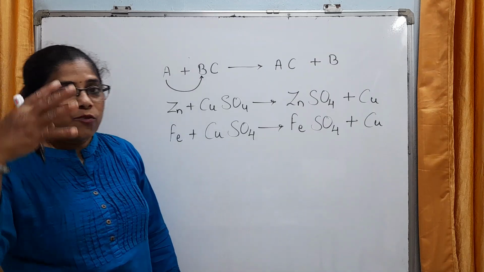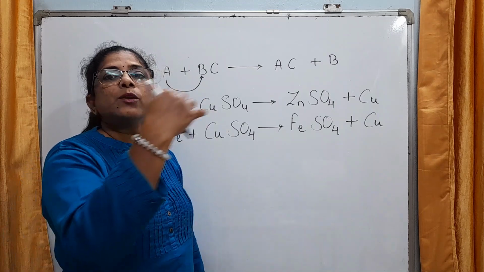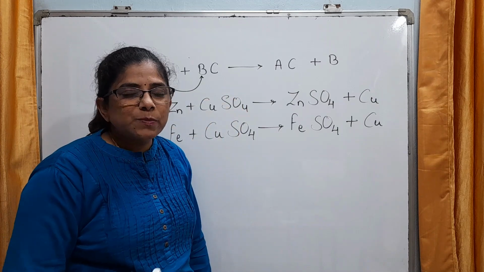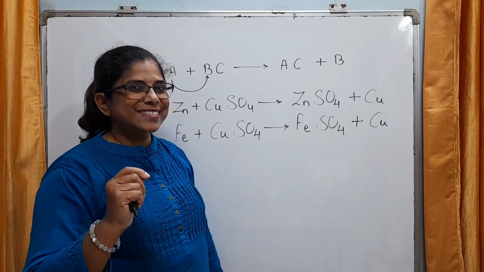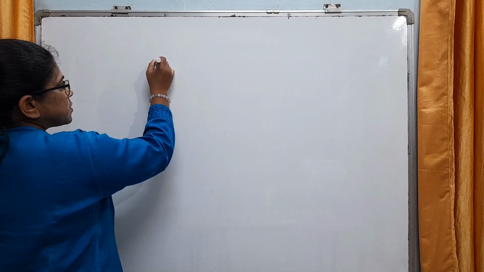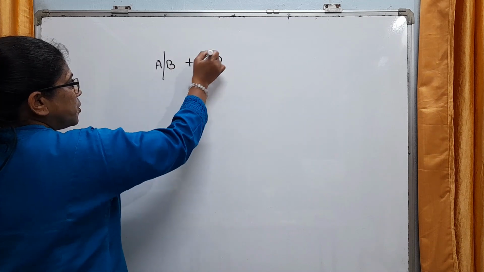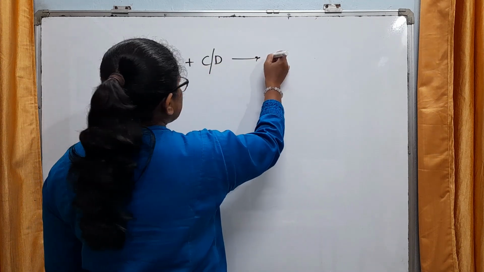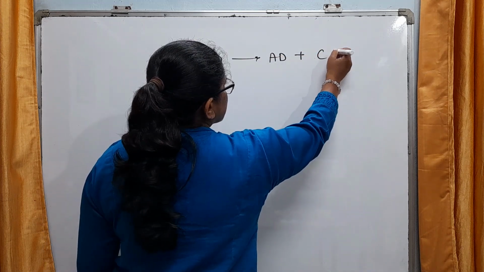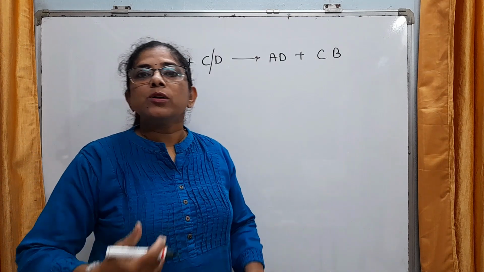Now, as I said, there are four major types of reactions. Three we have completed: chemical combination, chemical decomposition, chemical displacement, and the fourth one is, now here the fourth type of reaction, what happens? Two compounds break. Both the compounds break and they form two new compounds. Means they mutually exchange their radicals among each other.